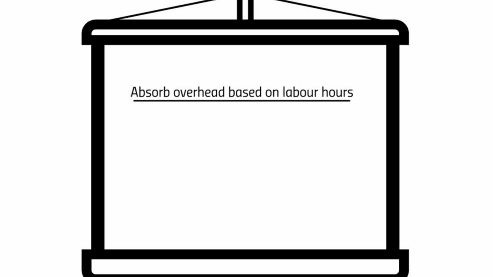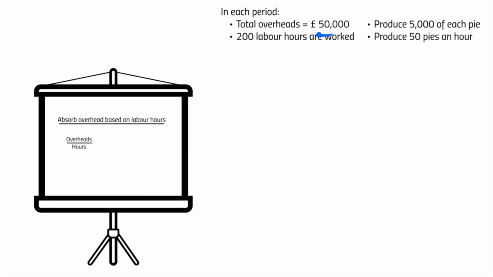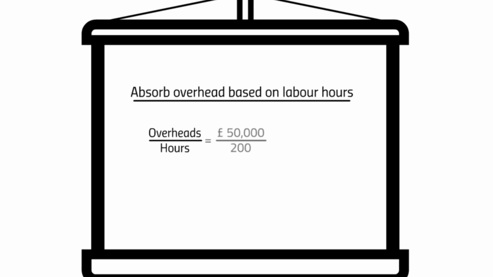So we start with finding the overhead cost per labour hour, by dividing the total overheads by the number of labour hours. So if we look at our figures, that's a total of £50,000 divided by the 200 labour hours that are worked. So popping those values into the equation, we find the overhead cost per hour is equal to £250.